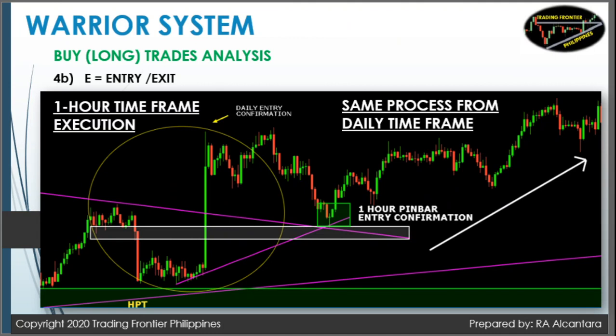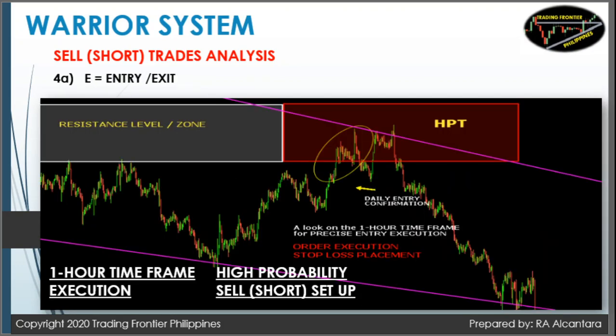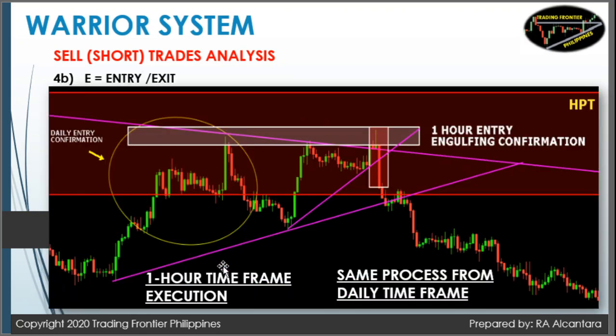Okay. Mag-zoom in tayo. Ito yun na yung chart. Binilugan ko. So, daily entry. High probability trade setup. So, a look on the 1 hour time frame for precise entry execution or optimal entry. So, ang order natin ay stop loss, order execution, and stop loss placement on a lower time frame. So, ito yung binilugan ko. Alright?